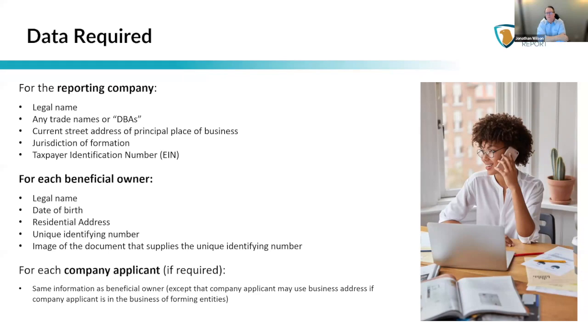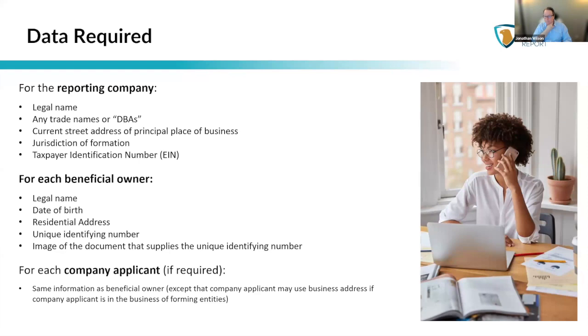If your company was formed during 2024, you need to identify the company applicant. And for each company applicant, include the same information, provided, however, that if the company applicant is in the business of forming companies, we do not need to disclose their home address. They may use a business address.